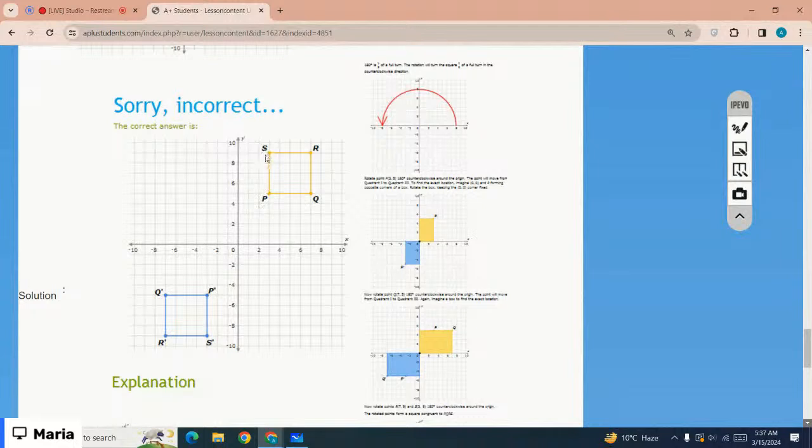S has the coordinates 3 and 9. So S dash has coordinates negative 3 and negative 9. R has the coordinates 7 and 9. So R dash has the coordinates negative 7 and negative 9, right?